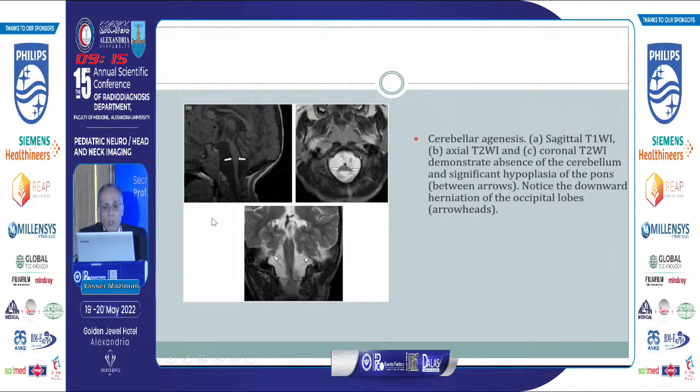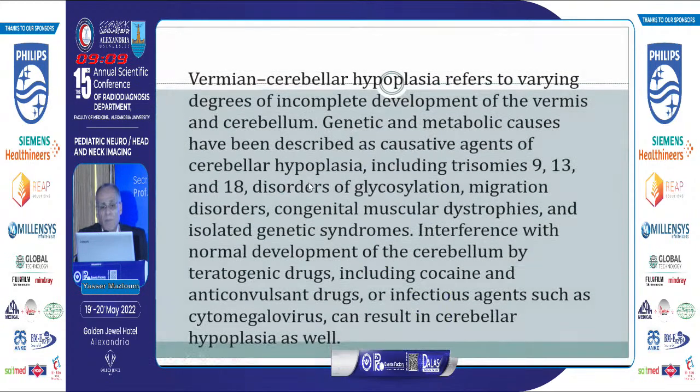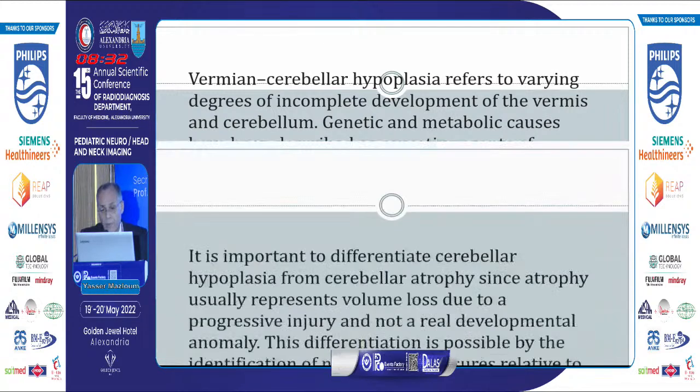hypoplasia with severely maldeveloped hemispheres. Vermian cerebellar hypoplasia refers to varying degrees of incomplete development of the vermis and cerebellum. Genetic and metabolic causes have been described as causative agents of cerebellar hypoplasia, including trisomies 9, 13, 18, disorders of glycosylation, migration disorders, congenital muscular dystrophies, and isolated genetic syndromes. Interference with normal development of the cerebellum by teratogenic drugs, including cocaine and anticonvulsant drugs, or infections such as cytomegalovirus can result in cerebellar hypoplasia as well.